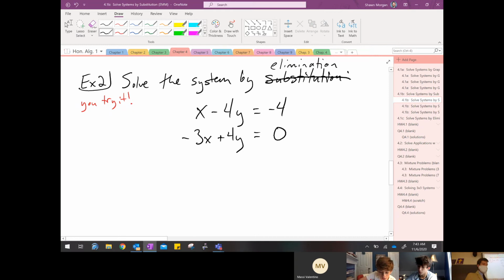Okay, everything is lined up in standard form already, so try and figure out how to eliminate x and try to figure out how to eliminate y.